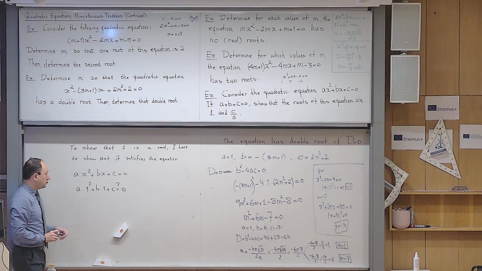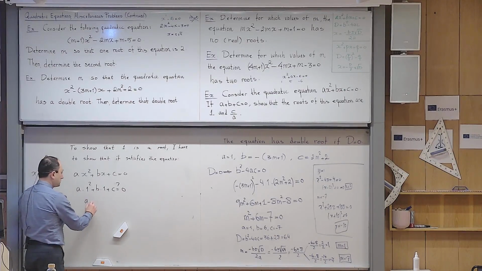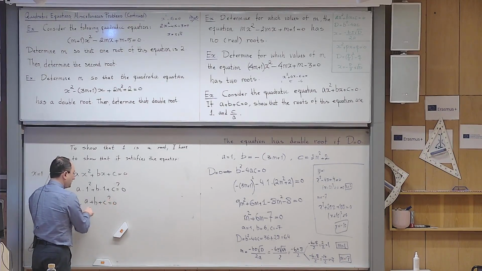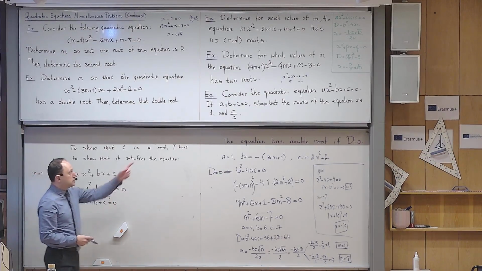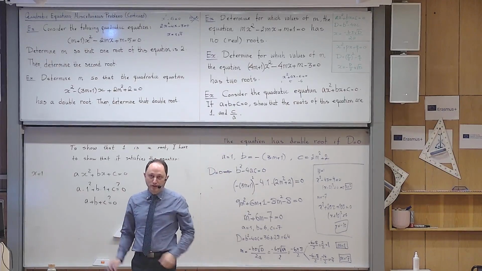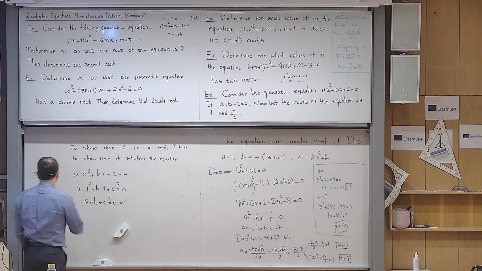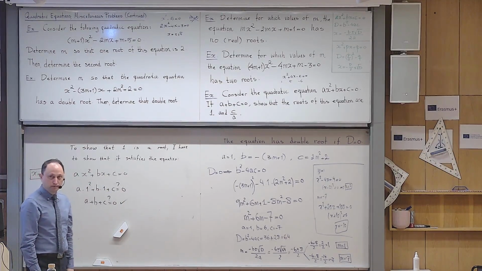But 1 to the power 2 is 1, times a is just a. b times 1 is just b. c is just c. And I ask myself, is it true or not? Is it true now? Yes, because it is given to me directly in the problem. Assume a plus b plus c is 0. So this is guaranteed. Now this means that 1 is indeed a root. Yes or no? Yes. Okay.